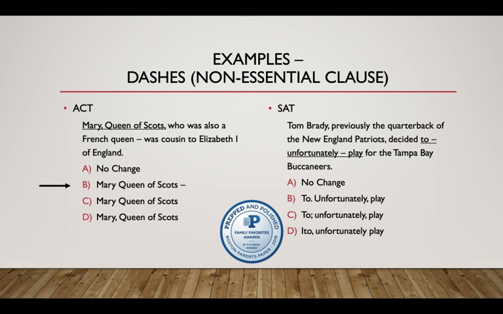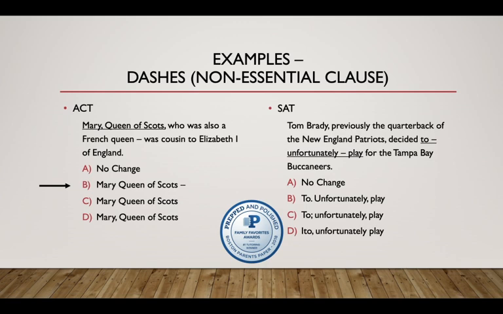Now we'll be talking about this word in a little bit, but unfortunately is considered a transitional word. And when it appears in the middle of a sentence, we have to treat it as a non-essential transition. And in this case, we have a set of dashes around it. But notice how the dashes are placed. One is on the second line of the sentence, and the other is on the third line. Yes, that is an actual tactic that is sometimes used on the tests, so that you don't notice the first or sometimes the second dash.